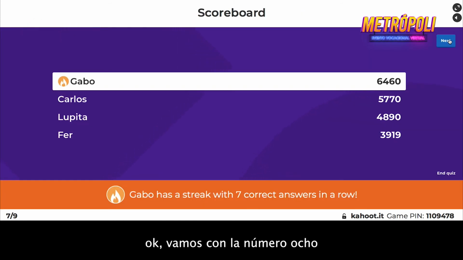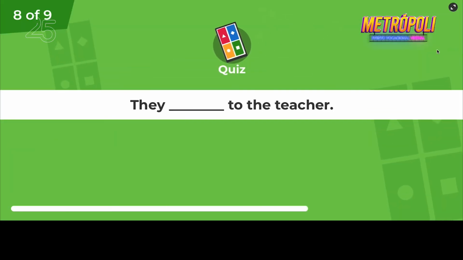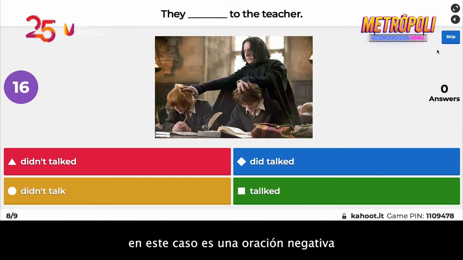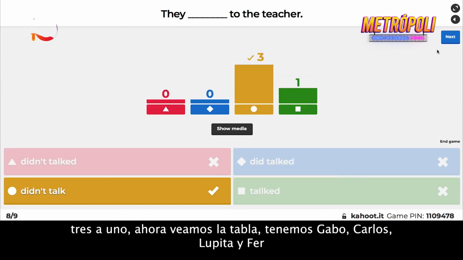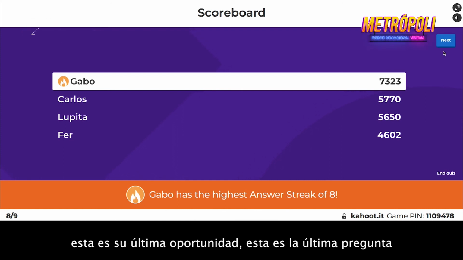Okay, let's go with the number 8. The number 8 says, they to the teacher. In this case, is a negative sentence. Okay, 3 and 1. And let's go with the scoreboard to see. We have Gabo, Carlos, Lupita, and Fer. This is the last chance, guys. This is the last question, okay?